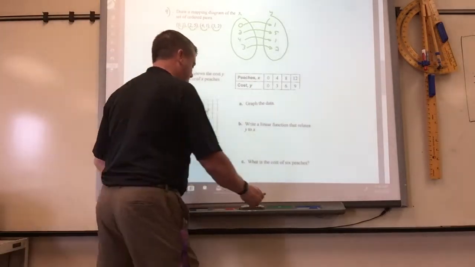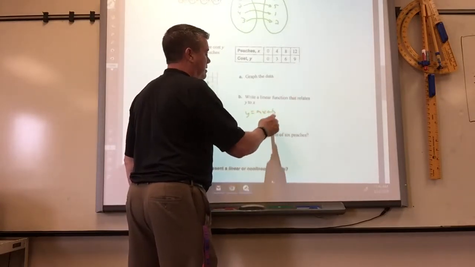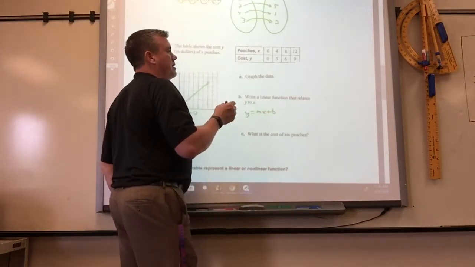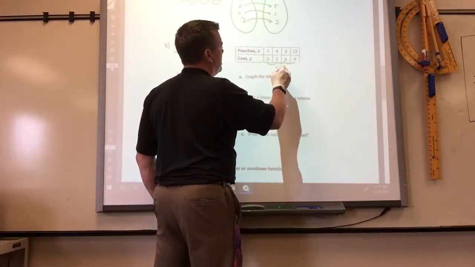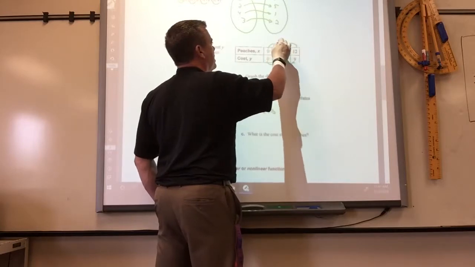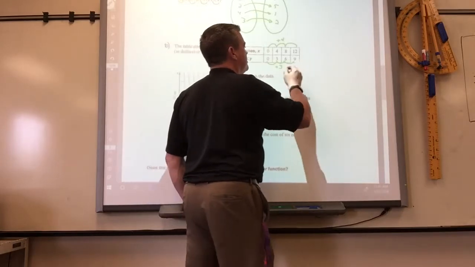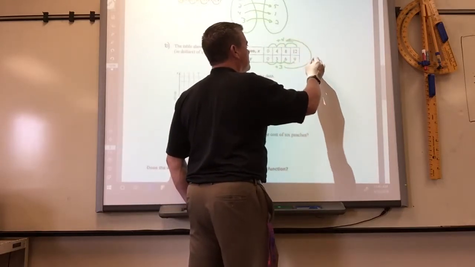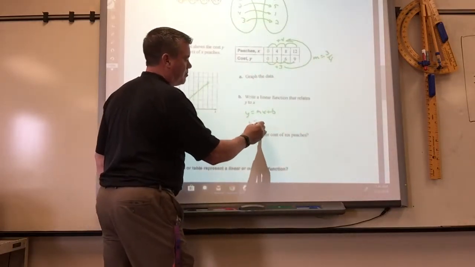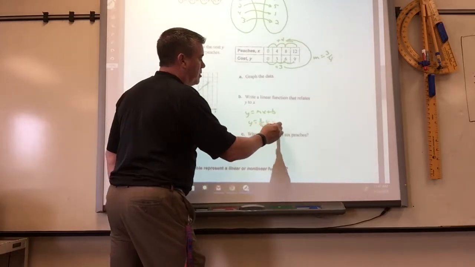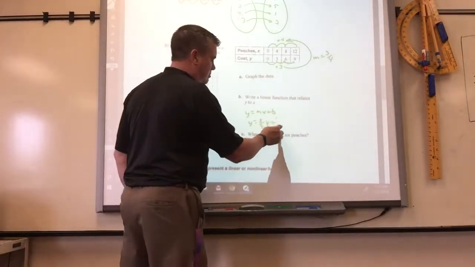Write a linear function. y equals mx plus b. m is the slope. So remember, all you do here is you look at, this goes up 3 each time. This goes up 4 each time. Remember though, it's y over x. So you got to put the 3 over 4. So that's the number of the slope. Plus b is where it intercepts the y-axis, which it's at 0.